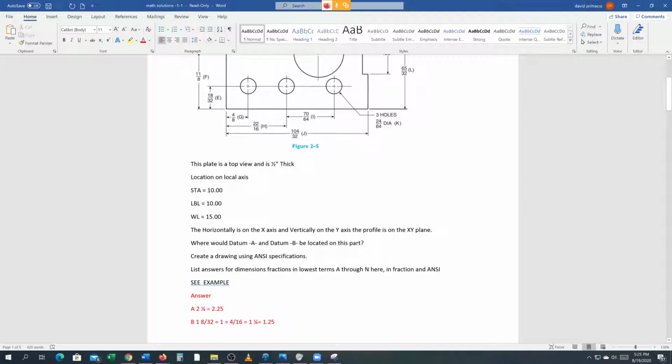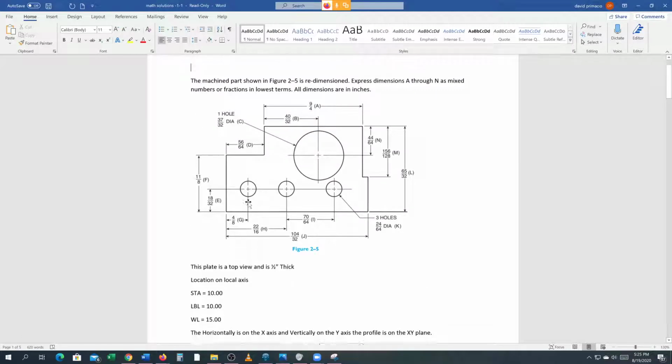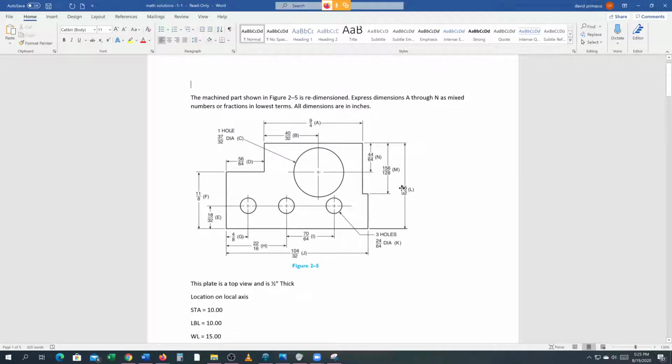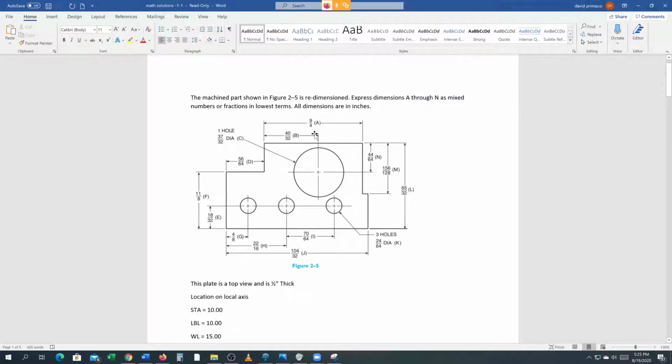We're going to create the drawing using ANSI specs, meaning that we're going to do it with two coordinates, two precision. And then we've got to try and figure out what the fractions are for this. So 9 over 4 is really 2 1/4. Okay? So we are supposed to turn in a sheet with the actual lowest common denominators for all of these.